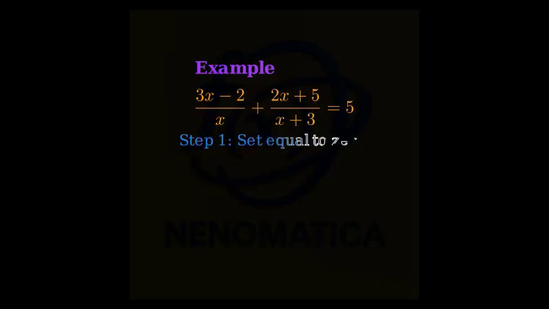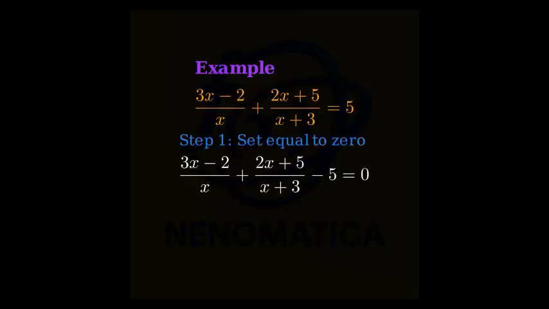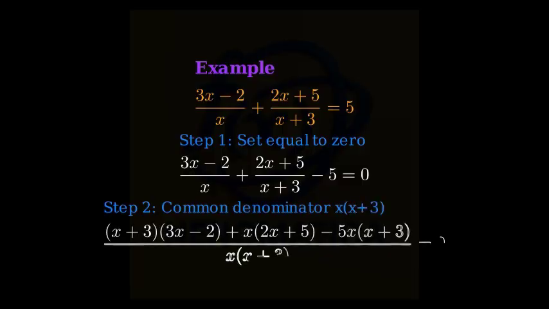Example. First equation. (3x minus 2) over x plus (2x plus 5) over (x plus 3) equals 5. Step 1. Move all terms to the left and set the equation equal to 0. Step 2. Combine the terms over the common denominator x times (x plus 3). Step 3. Expand only the numerator.